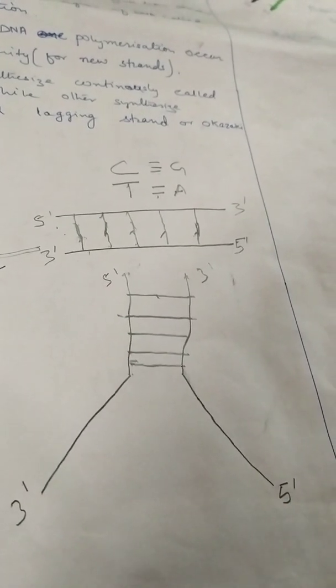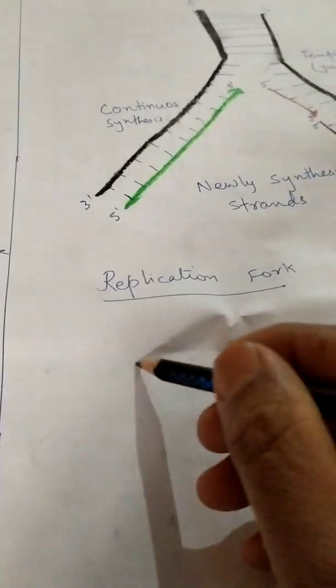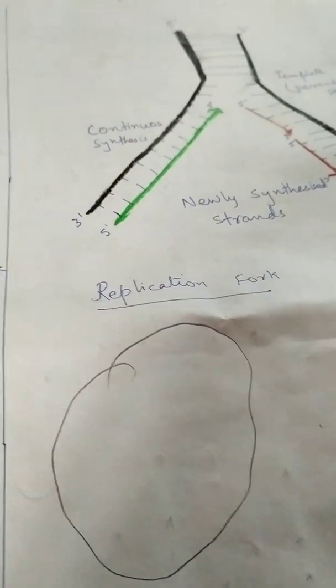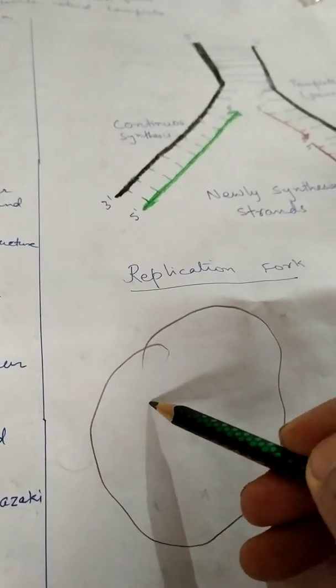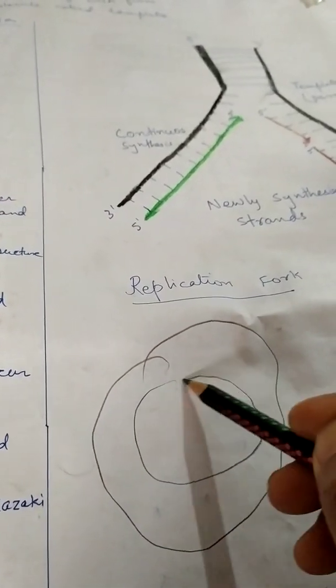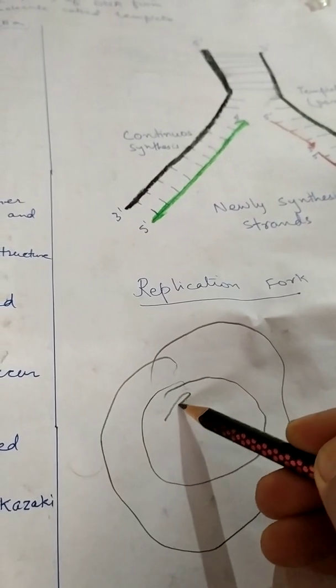So now we are in a cell. So let me show you one cell. In a cell there are chromosomes in nucleus. These are the chromosomes.